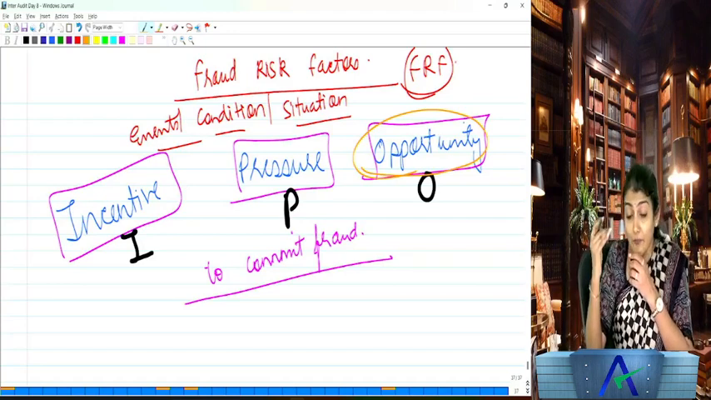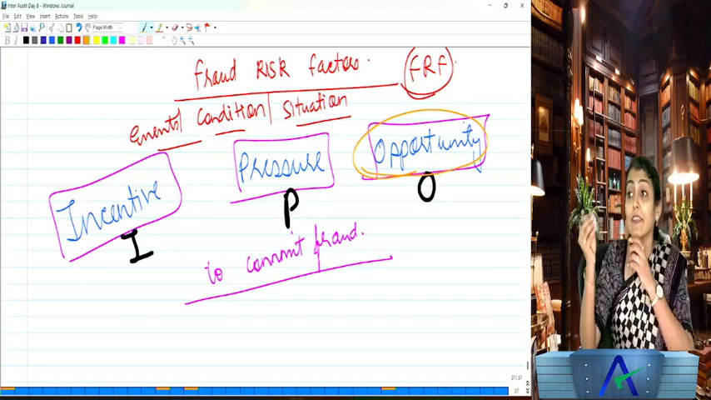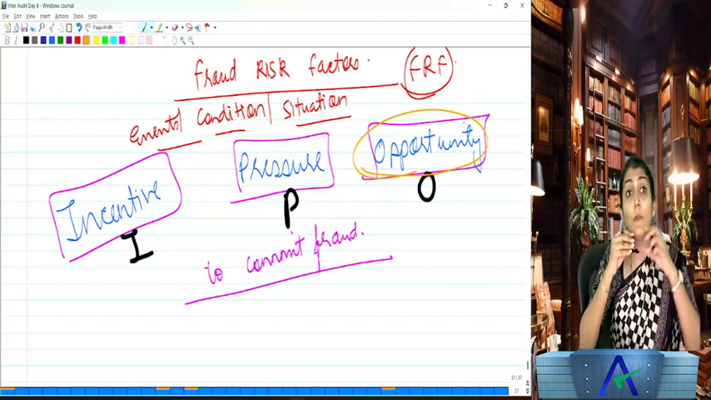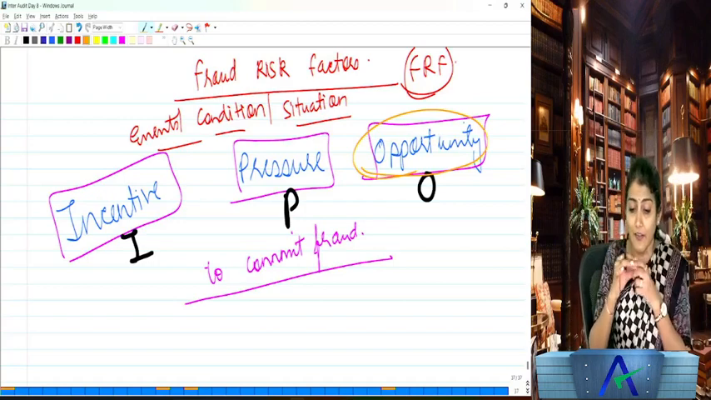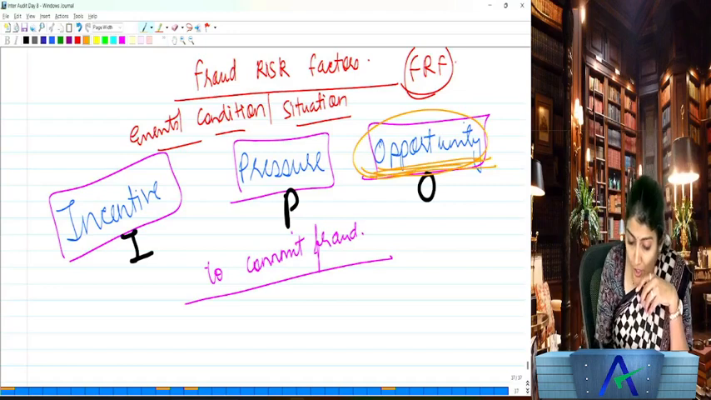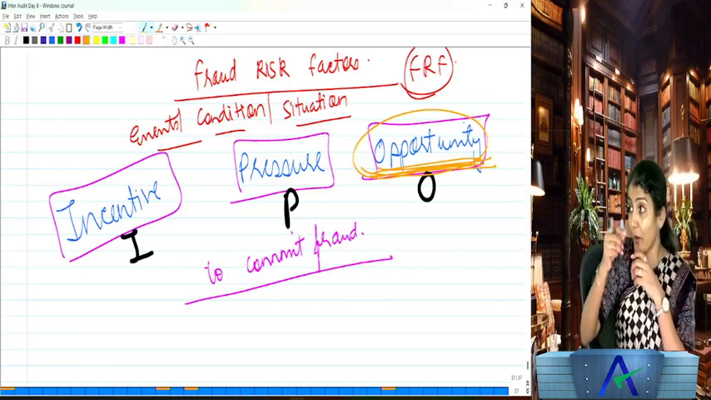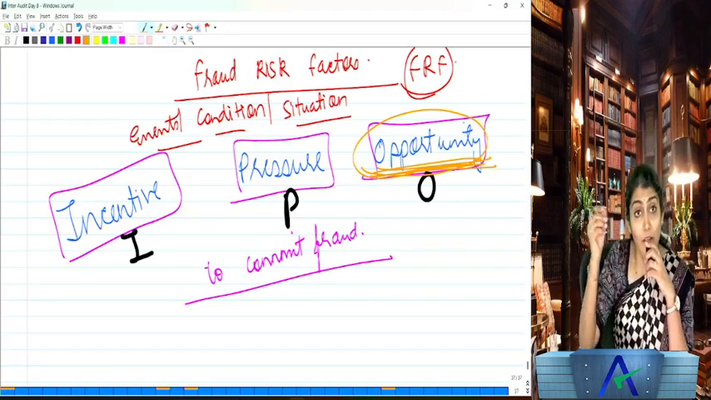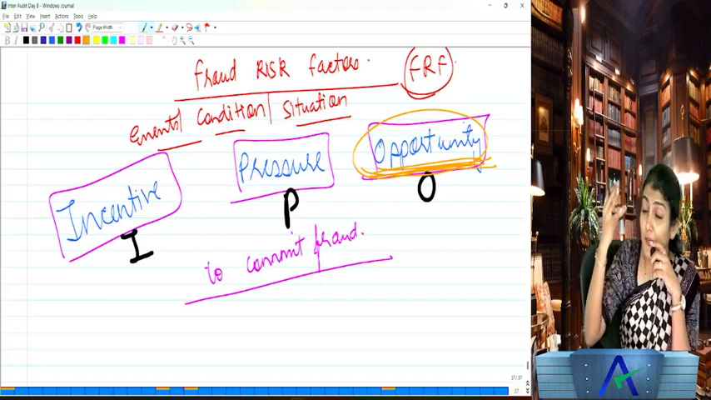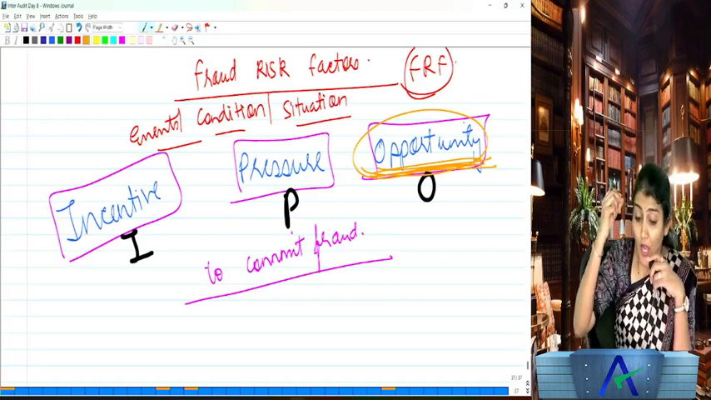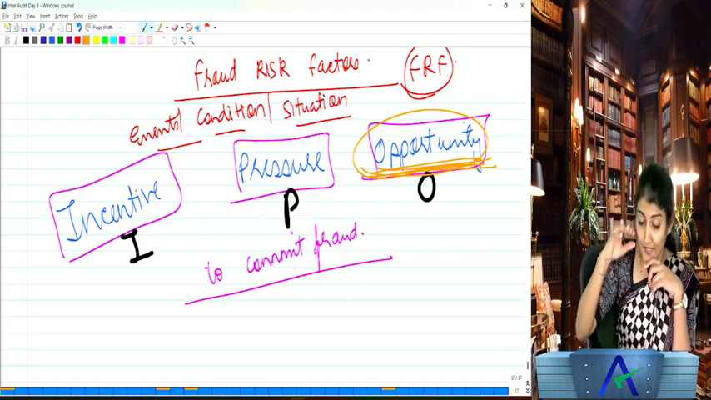There is a deficiency in the internal control, and from a deficiency in internal control arises an opportunity, right? From a weakness, from a deficiency in the internal control, what arises is an opportunity. Are you understanding that? Right.